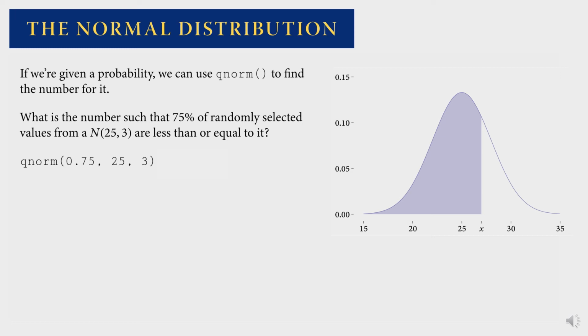For example, if we have a normal distribution with mean 25 and standard deviation 3, what is the 0.75 quantile? What is the number such that 0.75 or 75% of the area is less than or equal to it? You plug that into R's qnorm function and it returns 27.02. For this distribution, there is a 75% probability that you'll draw a random number less than or equal to 27.02.